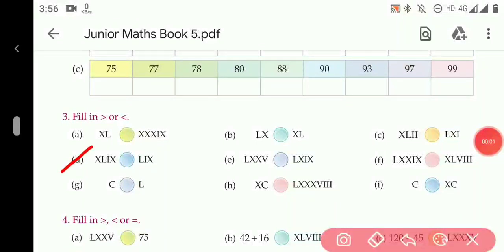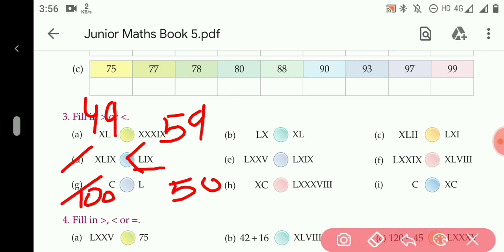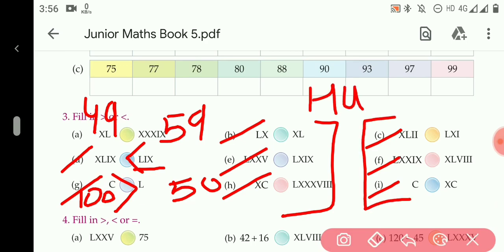In D part, XLIX is written as 49 and LIX, which means 59. So the sign will be towards LIX. In G part, C means 100 and L means 50. So the sign will be towards C. In the same manner, B, E, H, C, F, I. This will be your homework. Write in your copy and solve them.